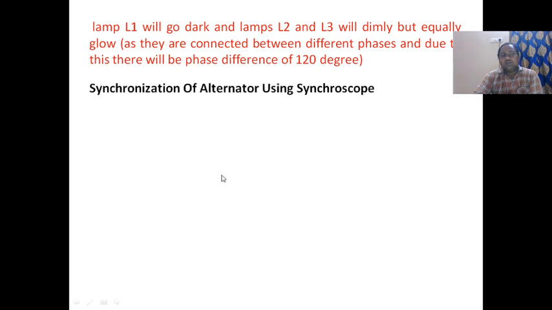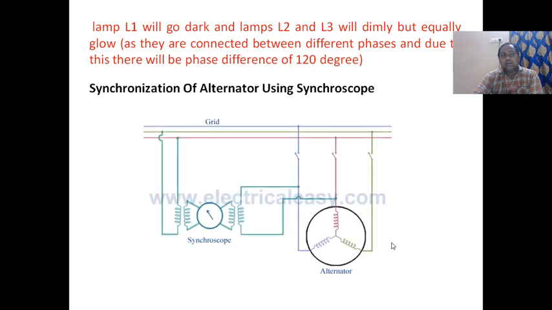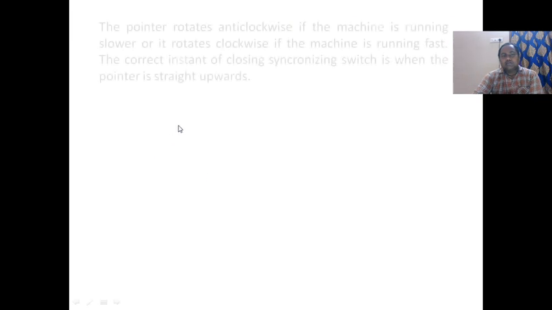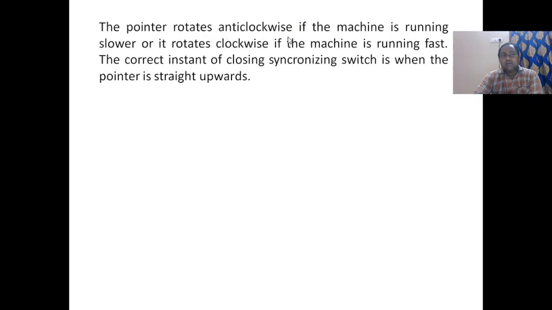Synchronization of alternators using a synchroscope. This is an instrument. Whenever synchronization is matched, the needle comes to exactly 12 o'clock. If it is not synchronized, the needle will be rotating clockwise or anti-clockwise. The pointer rotates anti-clockwise if the machine is running slow, or clockwise if the machine is running fast. The correct instant of closing the synchronizing switch is when the pointer is pointing right upwards.